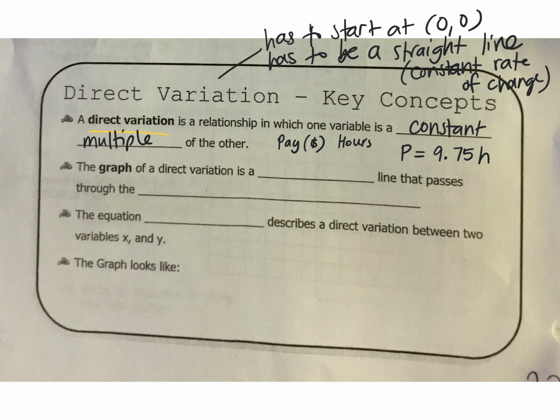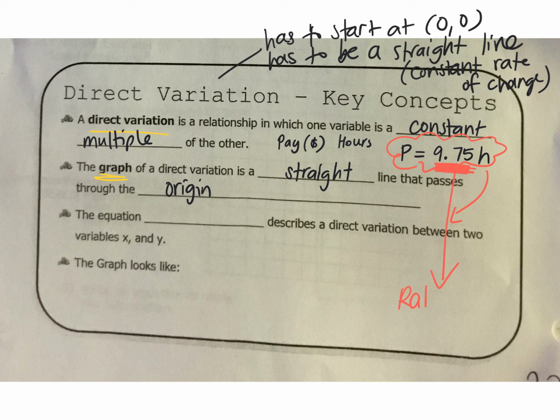So the graph, if you look at the graph, it's a what kind of line? A curved line, a straight line, what? Good, straight. It's a straight line that passes through the origin. Excellent. Okay, so this was the equation from the other page, and that can help you to answer this question. Hold on. So in the question we just did, the pay was equal to $9.75 per hour. What did $9.75 represent?